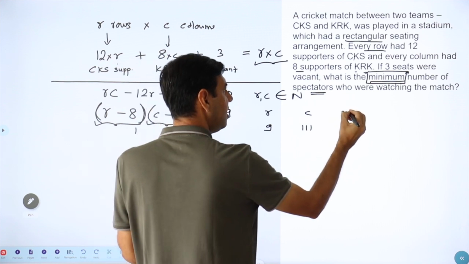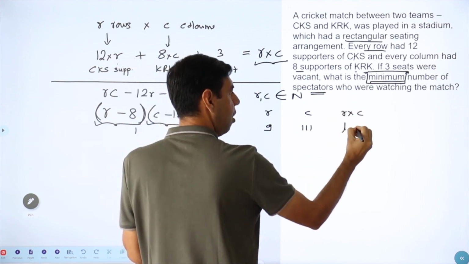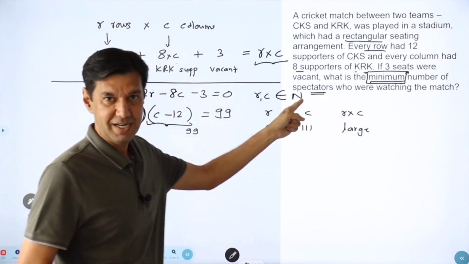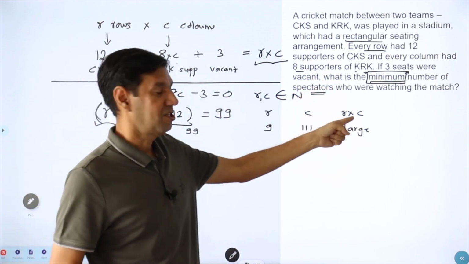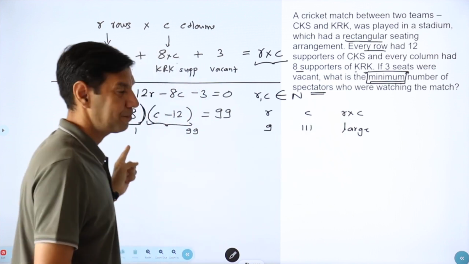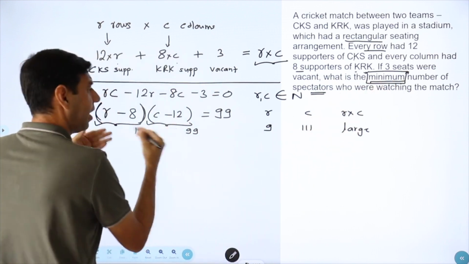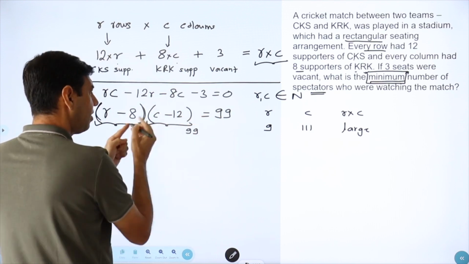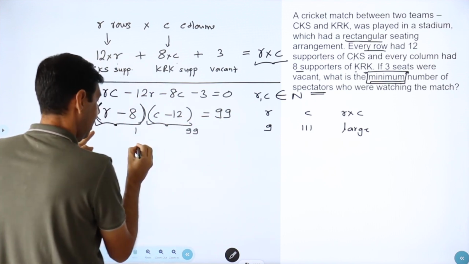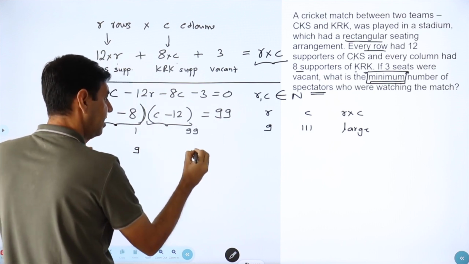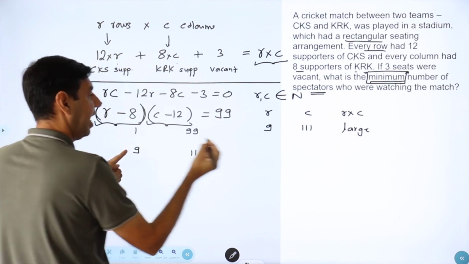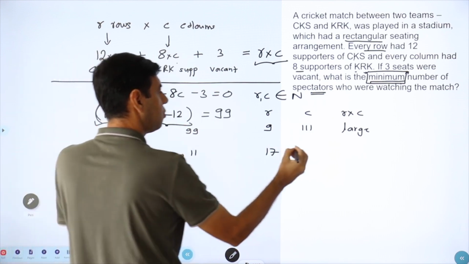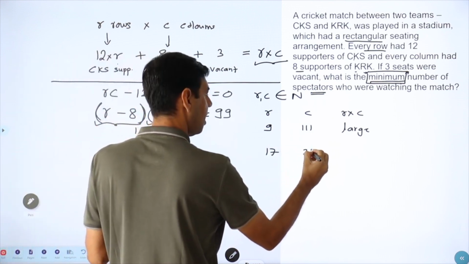Now R into C is quite a large value. Why am I going to R into C? Because that is going to give me the number of spectators. Not exactly, but the number of spectators would depend on R into C. I want the minimum. So I'm not going to try every possibility. I'll try to keep the numbers close together. That's 9 and 11. So if this is 9 and this is 11, R will be 9 plus 8, that is 17. C will be 11 plus 12, that's 23.